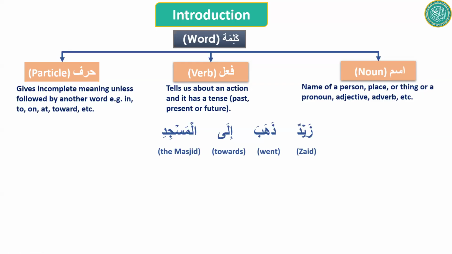Ism. Okay. Zahaba is a fail. Ila, towards, would be a harf. Very good. And then the masjid would be ism. Yeah, it's the name of a place, so it has to be an ism. All right. Good job.